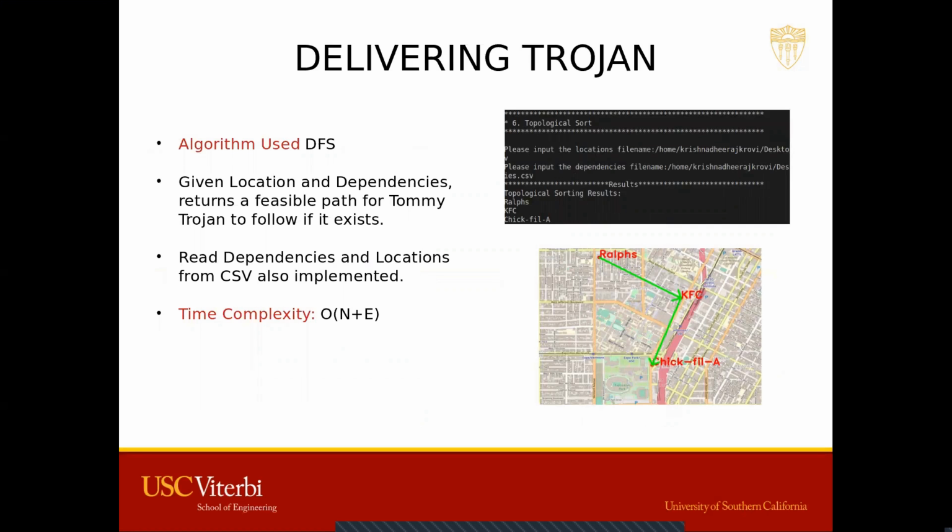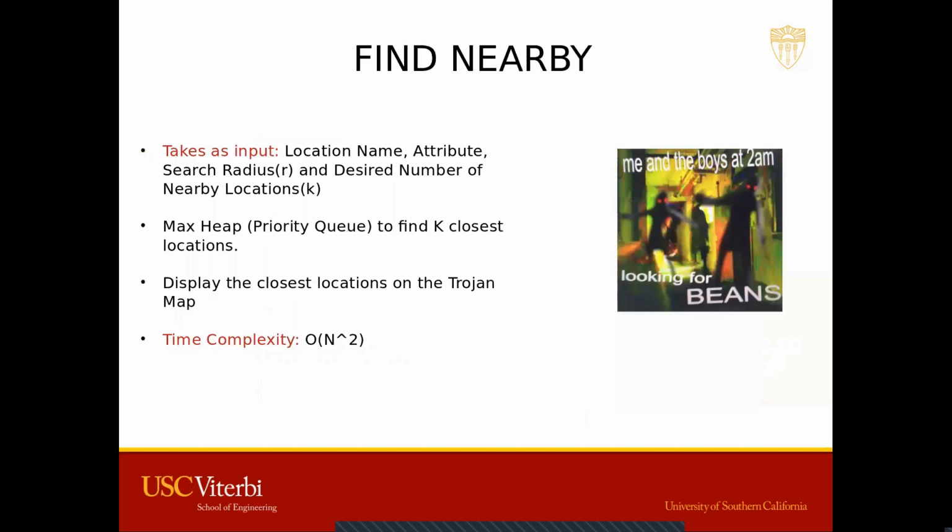Delivering Trojan. In Delivering Trojan, we have 2 main concepts. One is the locations to travel, and one is the dependencies. The dependencies are basically the criterion on which the traversal should be made on these locations. So this dependencies file contains criteria on locations such as, in our example, we have to go from Ralphs to Chick-fil-A. Our dependencies would be that Ralphs should be visited before KFC, and KFC should be visited before Chick-fil-A. So the algorithm which we use to implement Delivering Trojan is DFS, and the time complexity involved is O of n plus E.